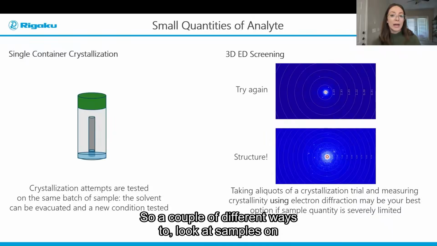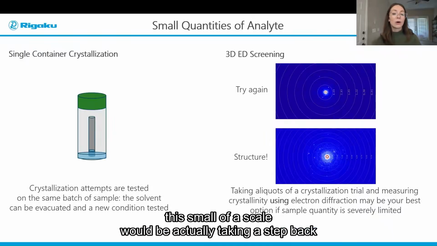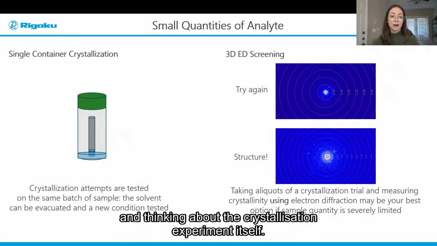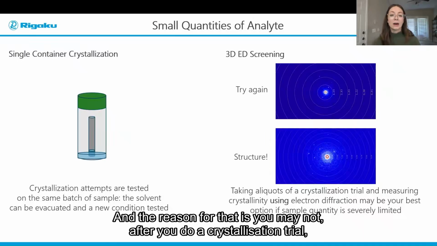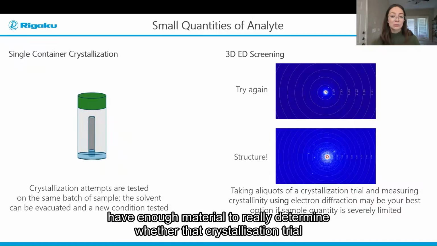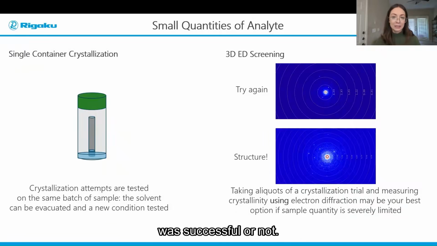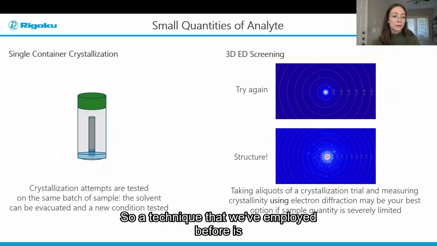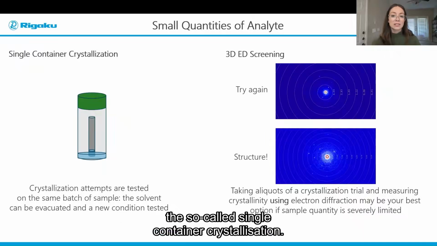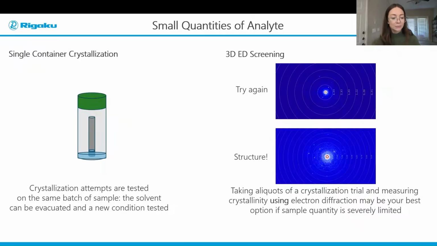A couple of different ways to look at samples on this small of a scale would be actually taking a step back and thinking about the crystallization experiment itself. And the reason for that is you may not, after you do a crystallization trial, have enough material to really determine whether that crystallization trial was successful or not. So a technique that we've employed before is this so-called single container crystallization.